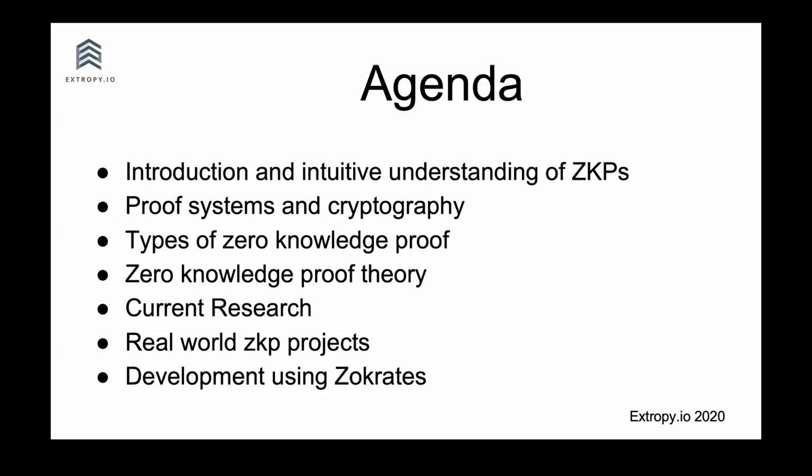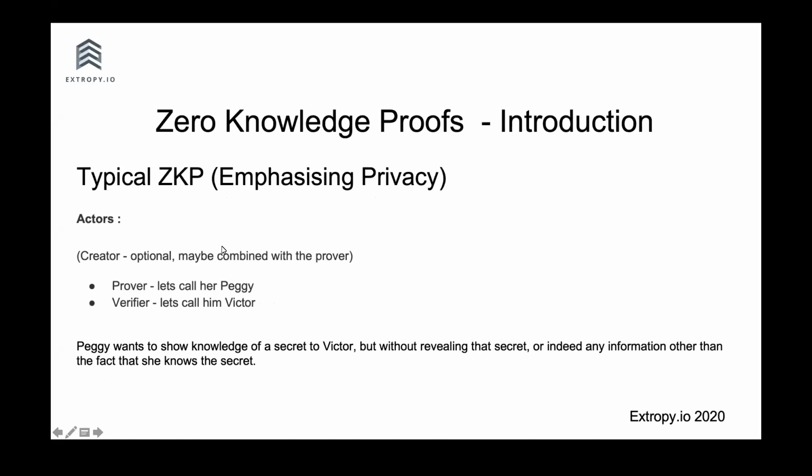Okay, so let's start with an introduction to zero knowledge proofs. Typically a zero knowledge proof, if we're thinking about one that involves privacy, we have two main actors. There may be a third one, a creator, but often it's just two people that are involved. Similar to cryptography, where we have Bob and Alice as the usual protagonists, in zero knowledge proofs we usually have Peggy and Victor. Peggy is what's called the prover, and Victor is the verifier.